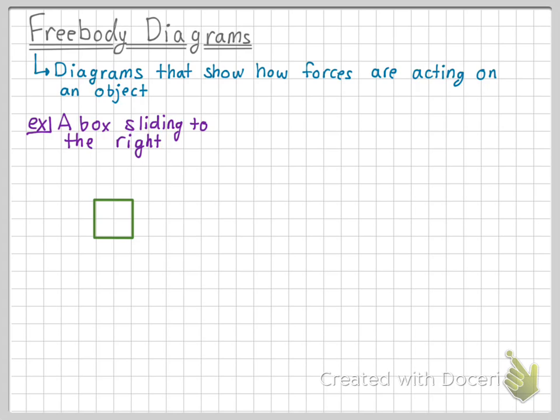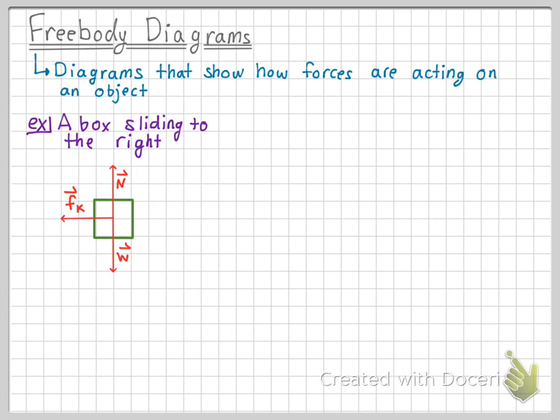The first example, we have a box sliding to the right. And we know that since the box is sliding on a surface, there must be a normal force acting up since it's on a surface. We also know that since the box is on Earth, there is a weight force acting down on the object. And since the box is sliding, we know there is a kinetic friction force acting opposite the velocity. Therefore, it's pointing to the left.